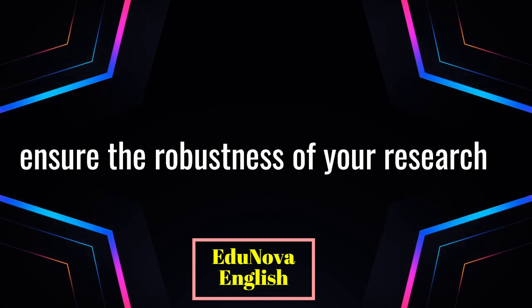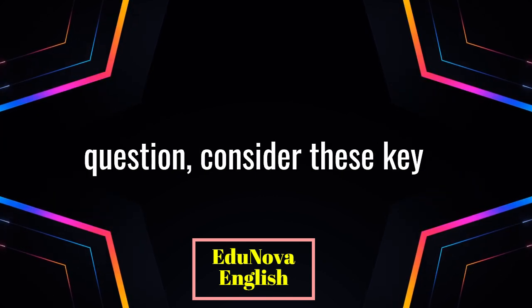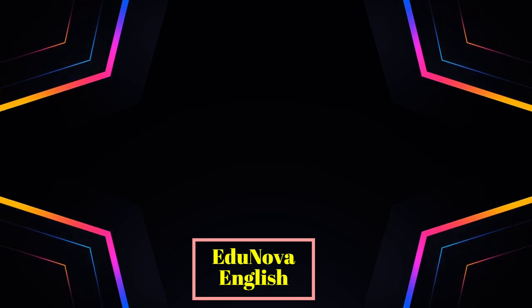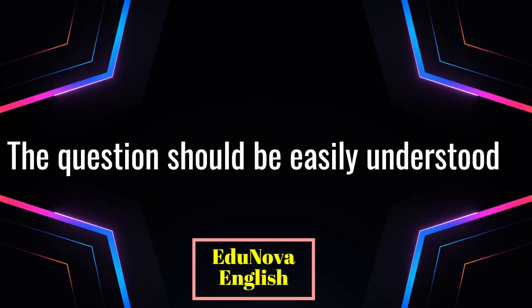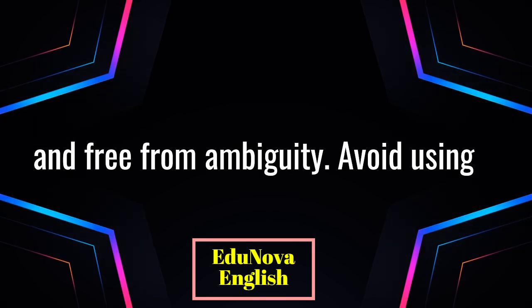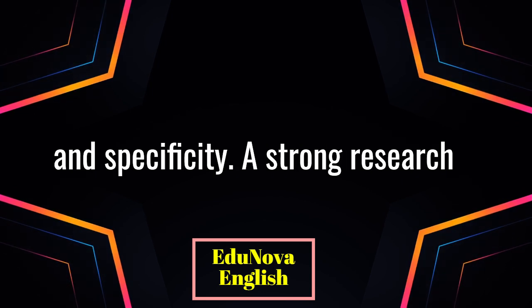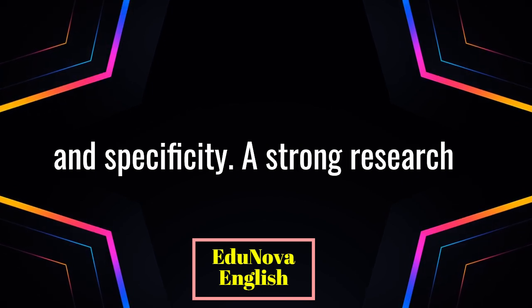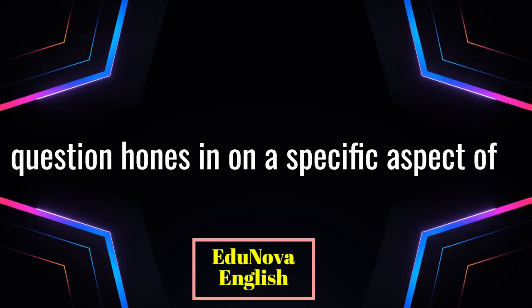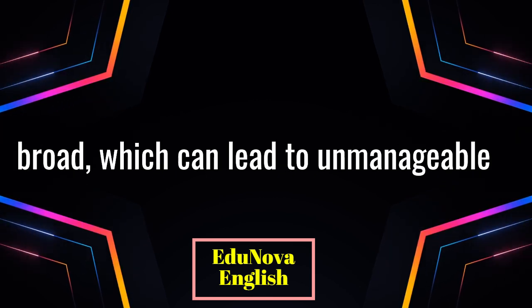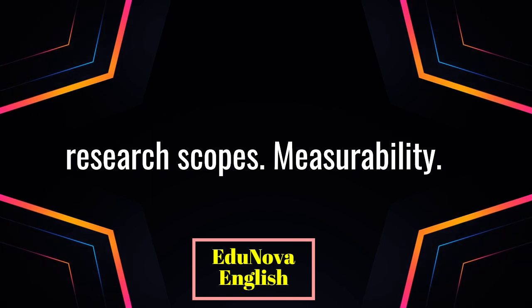To ensure the robustness of your research question, consider these key characteristics: clarity and conciseness. The question should be easily understood and free from ambiguity. Avoid using jargon or overly complex language. Focus and specificity. A strong research question hones in on a specific aspect of the broader topic. It avoids being too broad, which can lead to unmanageable research scopes.